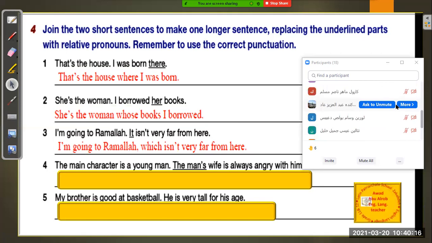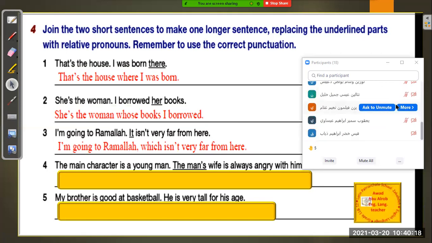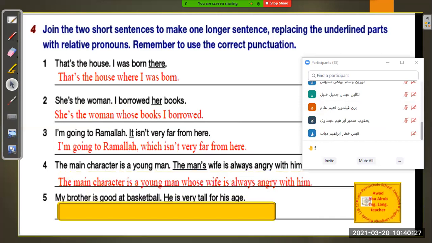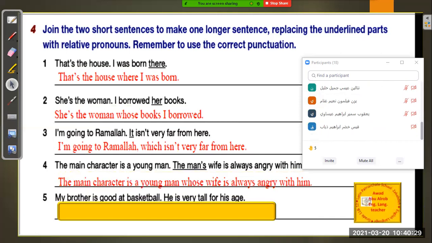The man character is a young man. The man's wife is always angry with him. The man character is a young man whose wife is always angry with him. Okay, so no comma. Whose wife is always angry with him. Number 5, guys.